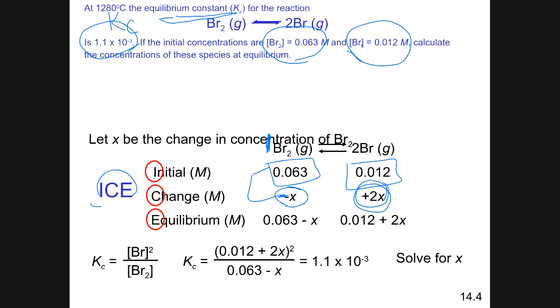This gives the concentration at equilibrium. So at the equilibrium, some of this has changed to product, and then what's left would be concentration of Br2 at equilibrium. We started with 0.012 for Br, and the Br concentration is going to increase. By how much is it going to increase? By 2x. Then we write the equilibrium expression.